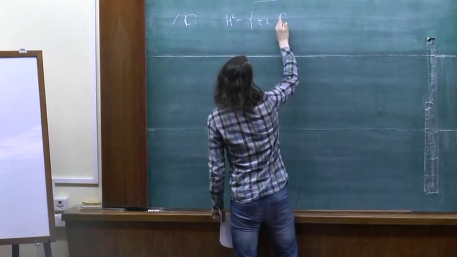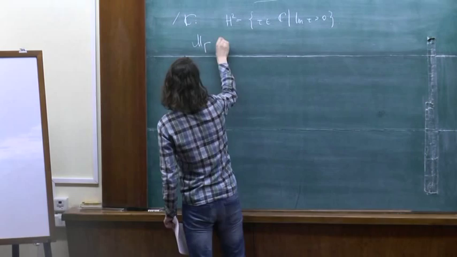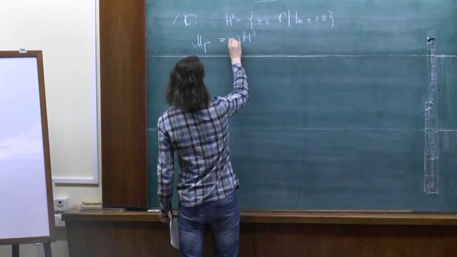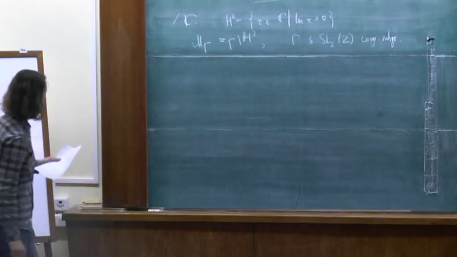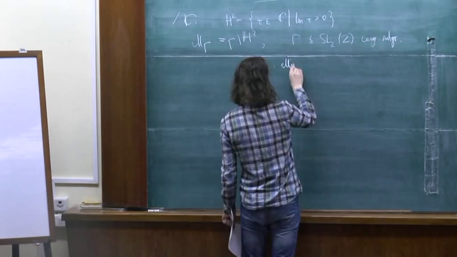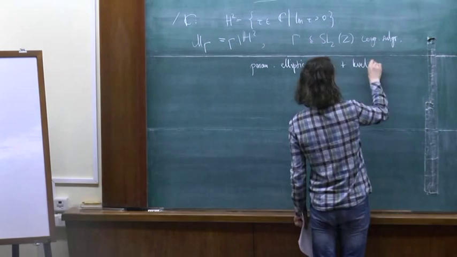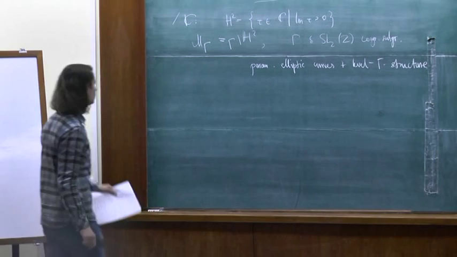So recall that we had this complex upper half plane. And then we had this Siegel moduli space M_Γ, which was the quotient of H^2 by Γ, where Γ in SL2(Z) was some congruence subgroup. And so this parametrizes elliptic curves plus some level Γ structure. And so we can draw the following diagram.